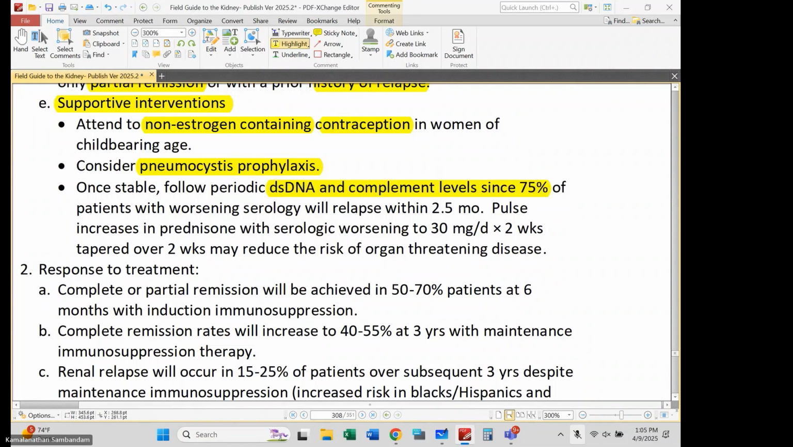Complement levels can be followed. I don't have a standard protocol. Check them a couple of times a year. There could be some patients that drop their complements before relapse, but that is not reliable, though. So don't use that as a decision point. Okay. So something to think about, but not really as a reliable one.